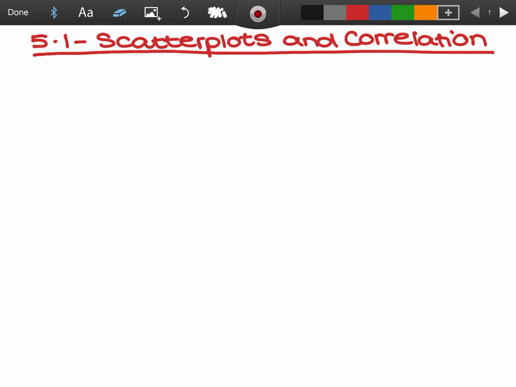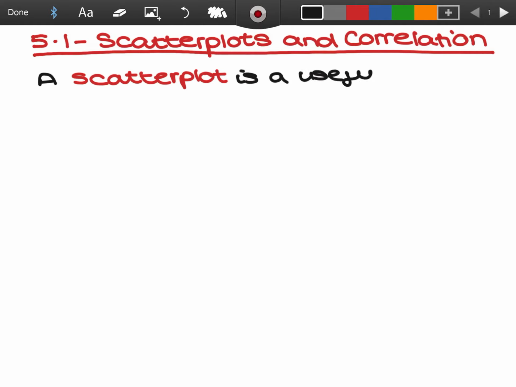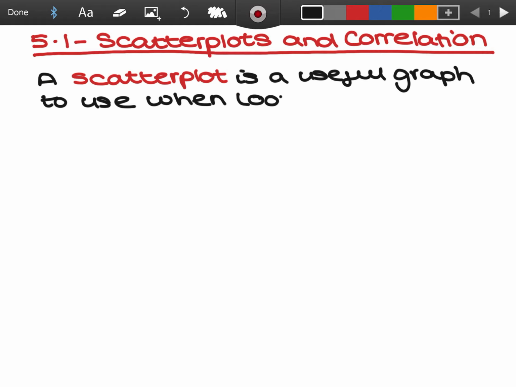When we look at a relationship between two variables, the first thing that you should think of is a graph, okay? And the graph that we tend to use is a scatter plot. So a scatter plot is a useful graph to use when looking at the relationship between two variables.